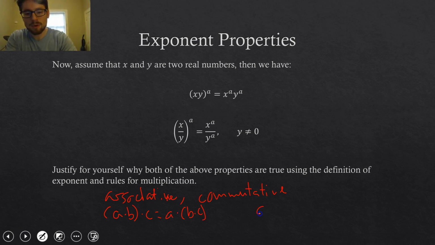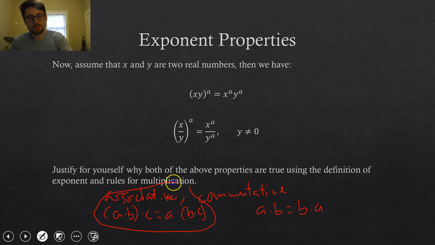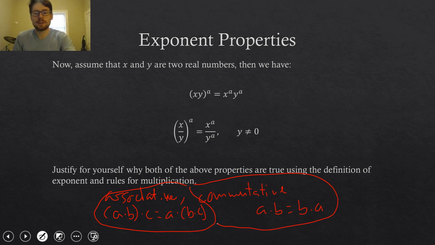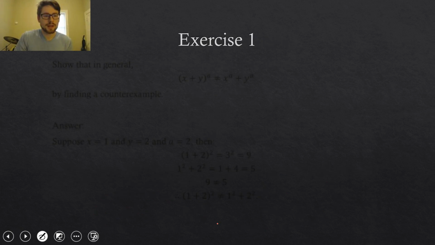And then the commutative property says that you can do the product in any order. a times b is b times a. So you can change the order that you multiply things in and everything is fine. If you know these 2 rules and the definition for exponent, then you can justify both of those above. Alright, we'll do 2 quick exercises and then call it good.